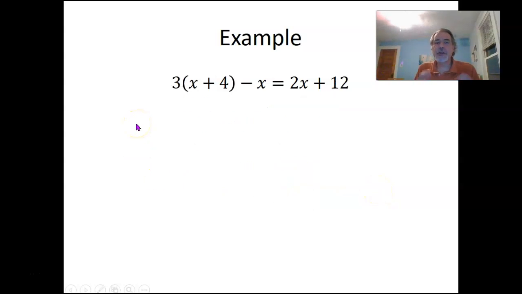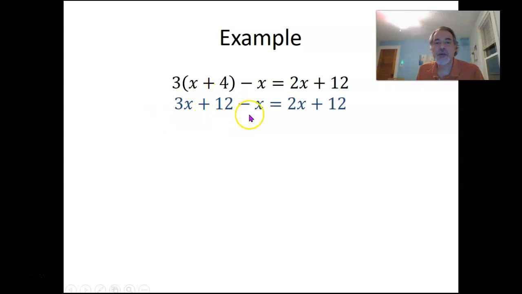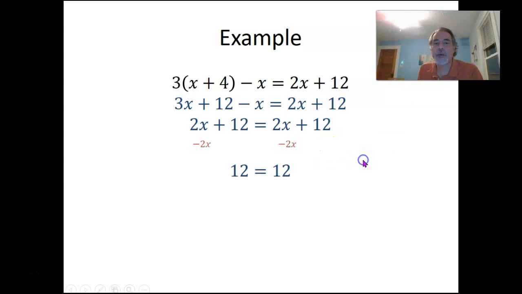Now, what about this? This looks almost the same as the last example, but with a little difference. Let's go ahead and solve this the same way we did the last one. Remove the parentheses by distributing 3 times x plus 3 times 4, so 3x plus 12 minus x. Combine like terms, we get 2x plus 12 equals 2x plus 12. That looks like it's the same thing on both sides. And if we went ahead and subtracted 2x on both sides, then it would say 12 equals 12.